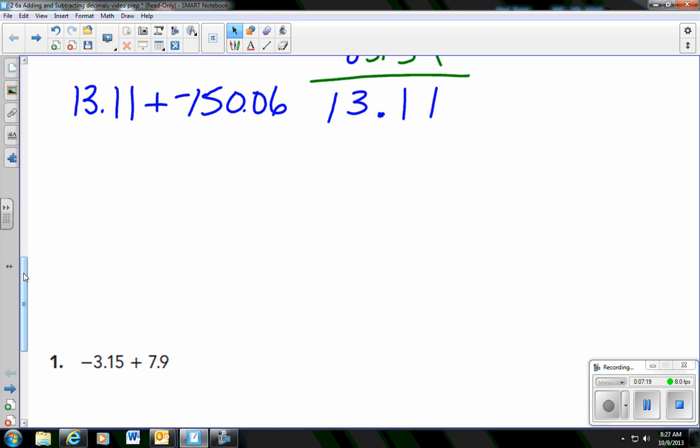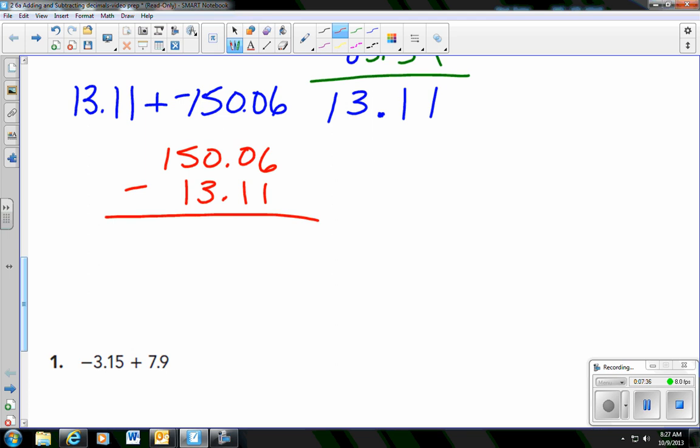And we're adding numbers with different signs. Different signs, find the difference. Again, difference means subtract. So we're going to subtract their absolute values. So 150.06 minus 13.11. Again, notice how I kept the decimal lined up, all the place values lined up.